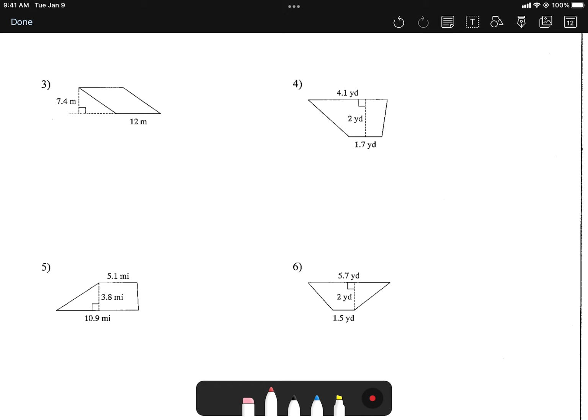Number 3, again, what is the shape? This one is a parallelogram again. So again, it is just your base times your height. So it is 12 times our 7.4. So that would give us 88.8. And again, meters squared since we're finding area.